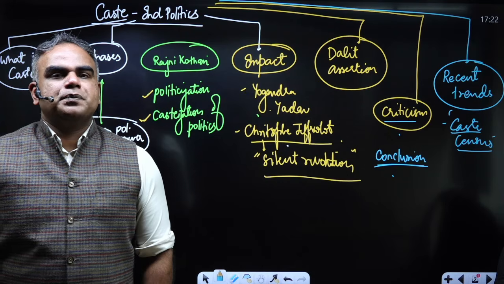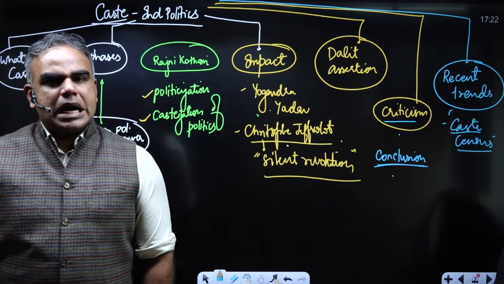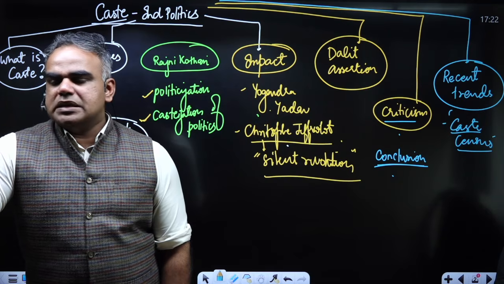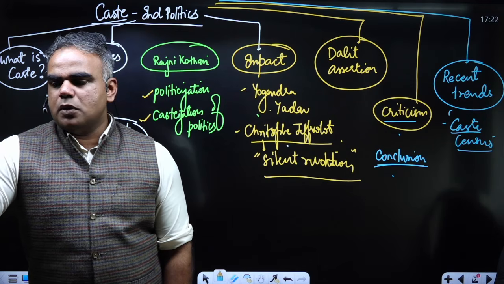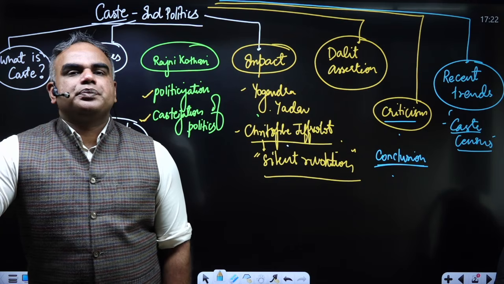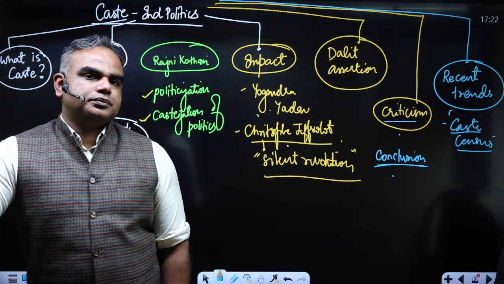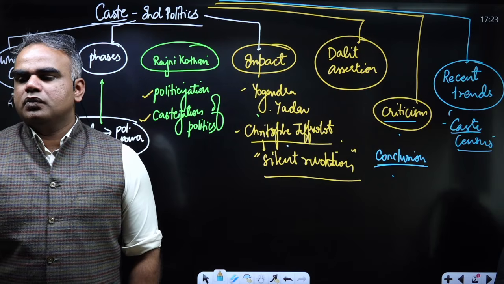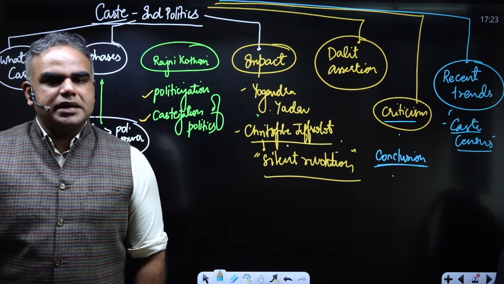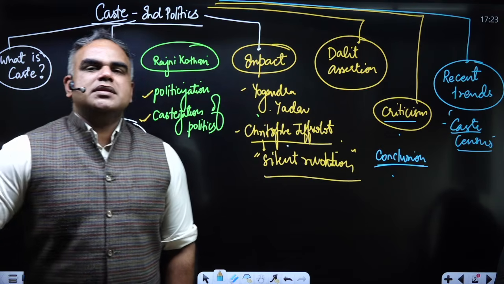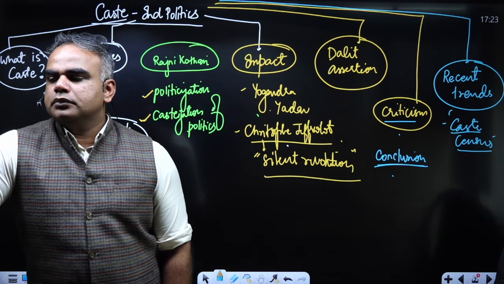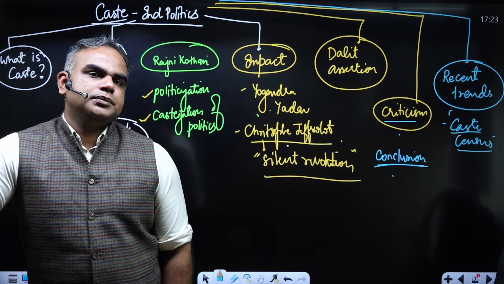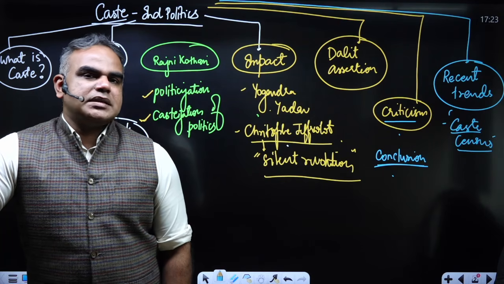So write this as: thus, the transformation of caste under democracy is neither linear nor uniformly emancipatory. Full stop, right? It represents a complex dialectic.